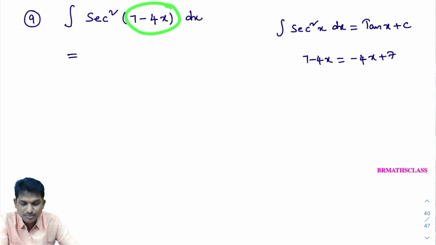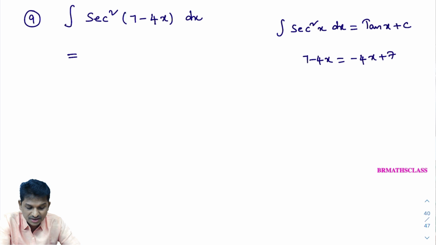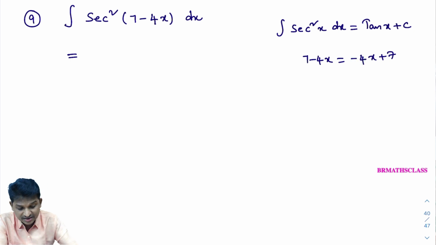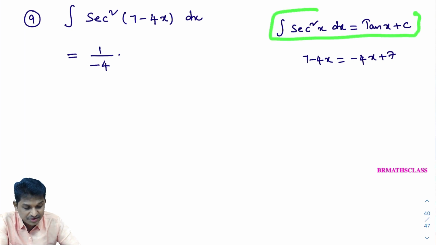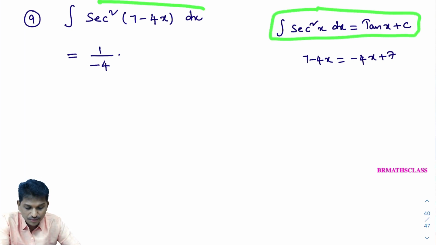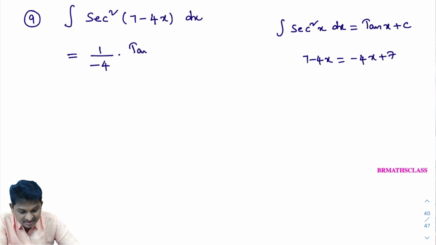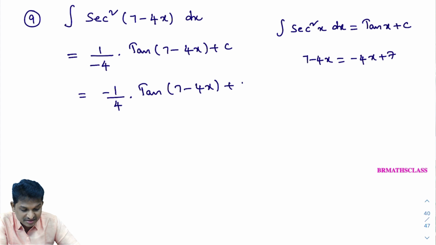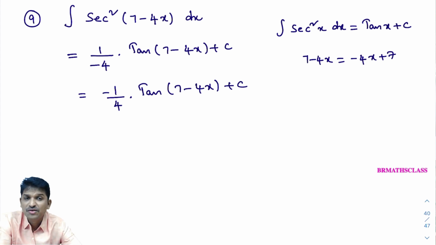Its answer starts with 1 by x coefficient. What is x coefficient? Look here, what is x coefficient? Minus 4. Its answer starts with 1 by x coefficient, minus 4, into, as you know, integral of secant square x dx is tan x plus c. Integral of secant square 7 minus 4x dx, we will write it as tan of 7 minus 4x plus c. That's it. If you want, you can write like this, minus 1 by 4 into tan of 7 minus 4x plus c. Total 15 problems are there in this model. We already completed 9 problems. I hope you are understanding.